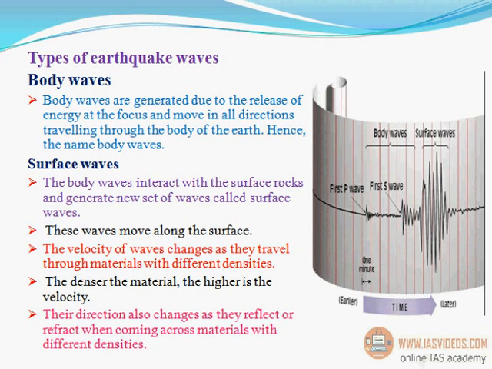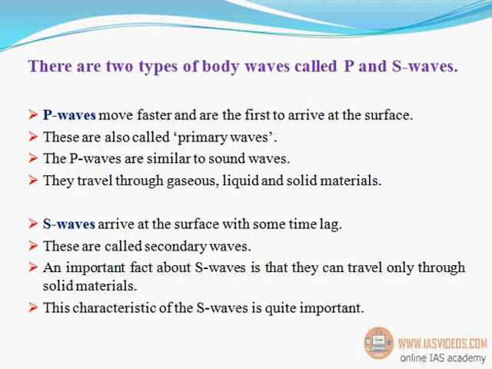The velocity of waves changes as they travel through materials with different densities. The denser the material, the higher is the velocity. Their direction also changes as they reflect or refract when coming across materials with different densities. There are two types of body waves called P and S waves. P waves move faster and are the first to arrive at the surface. These are also called primary waves. The P waves are similar to sound waves. They travel through gaseous, liquid and solid materials.